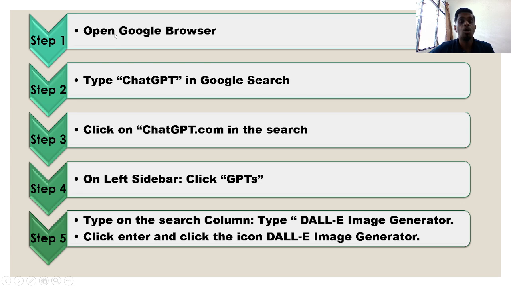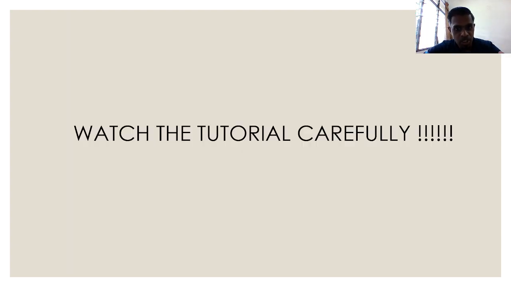Alright. So step number 1, you need to open your Google browser. Once you open the Google browser, you have to type in ChatGPT. Step number 3, you're going to click on chatgpt.com in the search. And then once you enter into ChatGPT, on the left sidebar of the ChatGPT's interface, you have to click on GPTs. Okay, GPTs, and then after you click, a search column will appear. In the search column, you have to type DALL-E Image Generator. Once it appears, you press enter and click the icon, and then you are ready to do the task. Very simple, as easy as ABC. Okay, now let's watch the tutorial together with me.